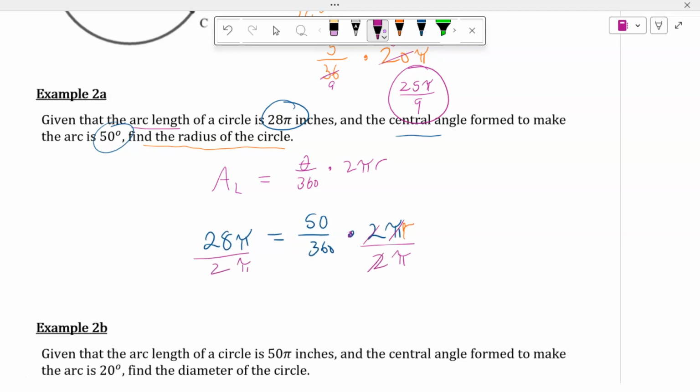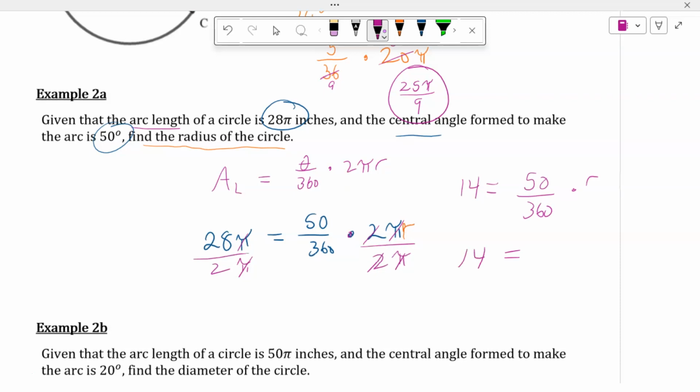Canceling the 2's, canceling the pi's out. We would also cancel these pi's out. Remember, whatever you do to one side or the other. And we end up with this. 14, it's half of 28 is 14, equals 50 over 360 times r, which is eventually going to be this when we simplify it.